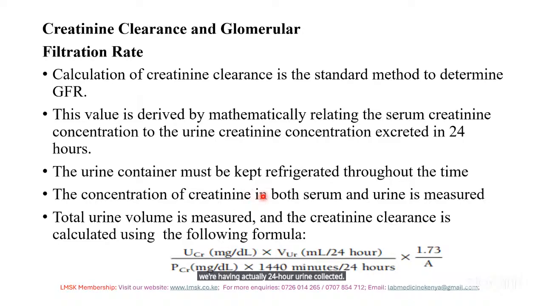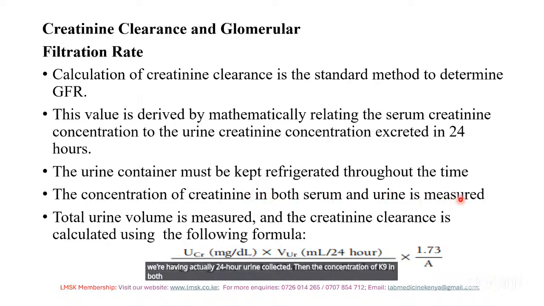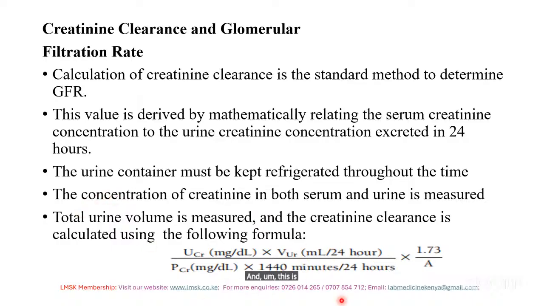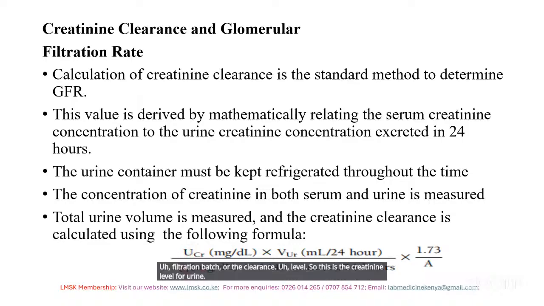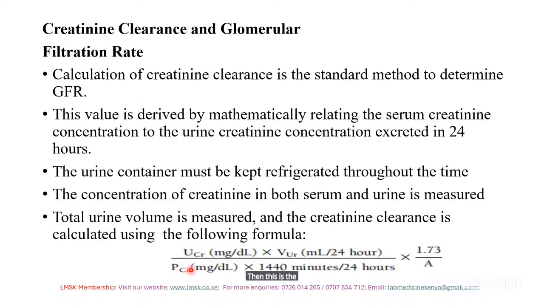Then the concentration of creatinine in both serum and urine is measured. And this is the formula that is used to arrive at that particular filtration rate or the clearance level. So this is the creatinine level for urine. Then this is the plasma or the serum creatinine level, multiplied by the urine volume in 24 hours and divided by the 1440 minutes in 24 hours, all right?